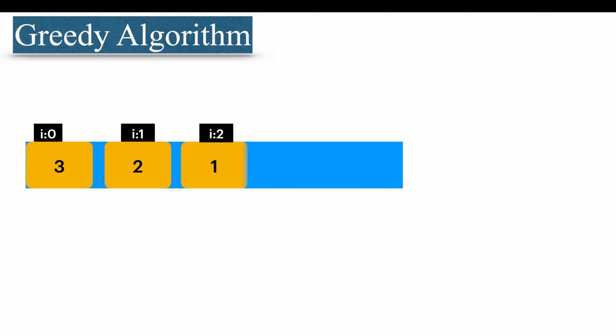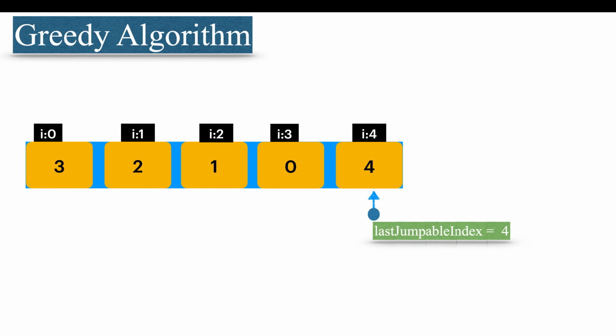Let's move on to the negative use case. We have 3 2 1 0 4. So obviously we update our local optimistic value, that is the last jumpable index, as 4. Let's move on to the previous index. From index 3, I cannot reach index 4 because my jumpable value at index 3 is 0, so there is no update on the last jumpable index.